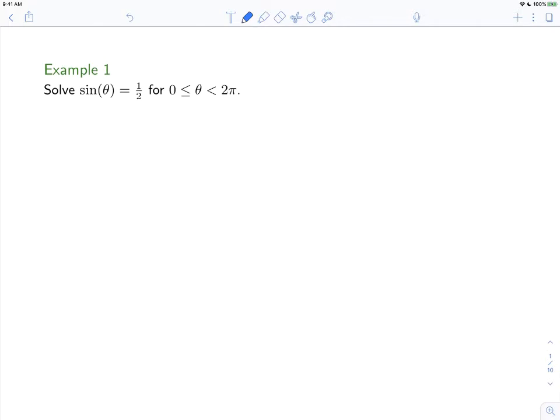An invaluable tool in a problem like this is the unit circle. Let's draw a small unit circle. The sine value is the y-coordinate on the unit circle. So here we want to find all of the points on the unit circle that have y-coordinate 1/2. So that's where y is 1/2.